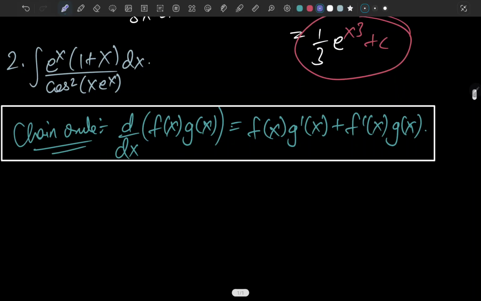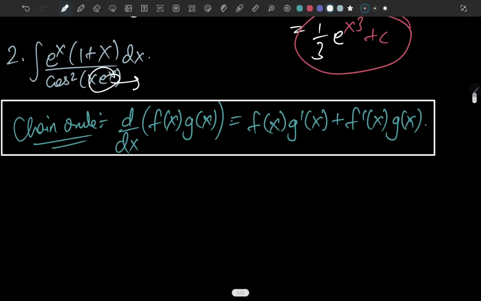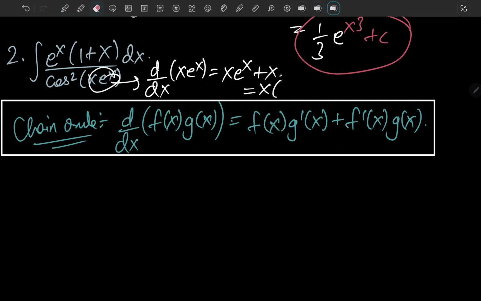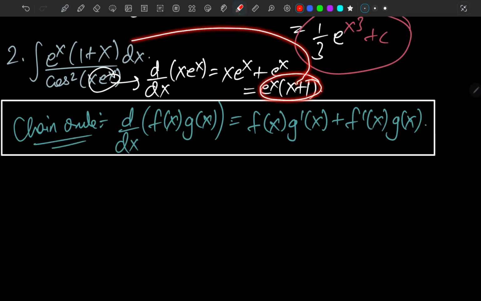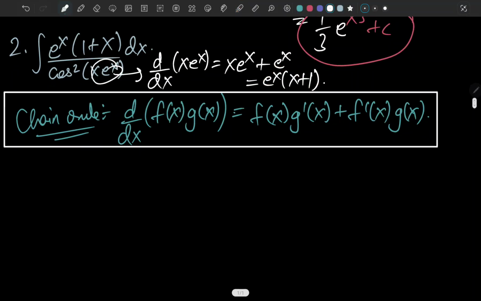So that's what we are going to use for this specific function. If you take d over dx of x times e to the x, you're going to have x times e to the x plus e to the x, because the derivative of x is just 1. If you simplify it after factoring out e to the x, you have e to the x times (x plus 1). And if you look closely, this is just sitting at the top of that integral along with dx.